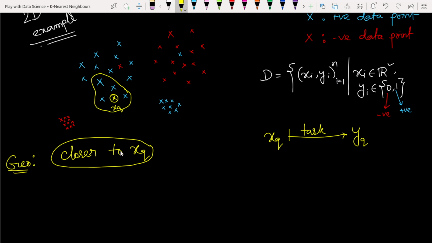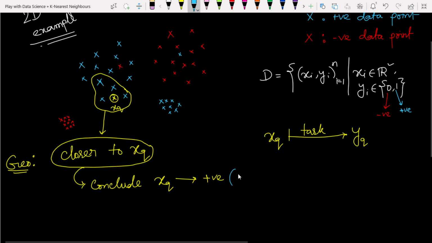We have to find the closest point to our query point and the corresponding class label of that closest point. We have to decide what the class label of this query point will be. It is simple from this example. If you look at this example, we can conclude that the class label of our query point will be blue, meaning positive. Positive means simply blue.